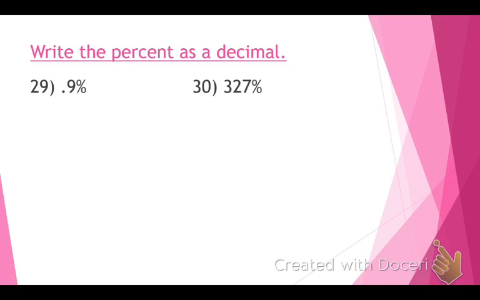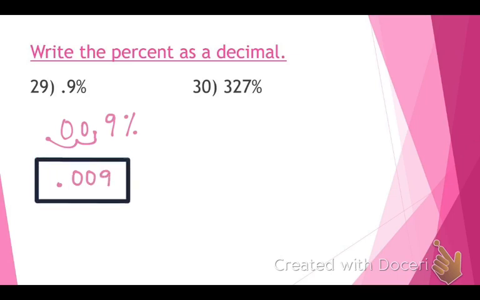Kyla, write the percent as a decimal. What should I do with it? You have to move it over 2 times to the left. Move the decimal 2 times to the left. And then put zeros in the spaces. Put the zeros in the spaces. And then it'll be 0.009. 0.009 is correct.